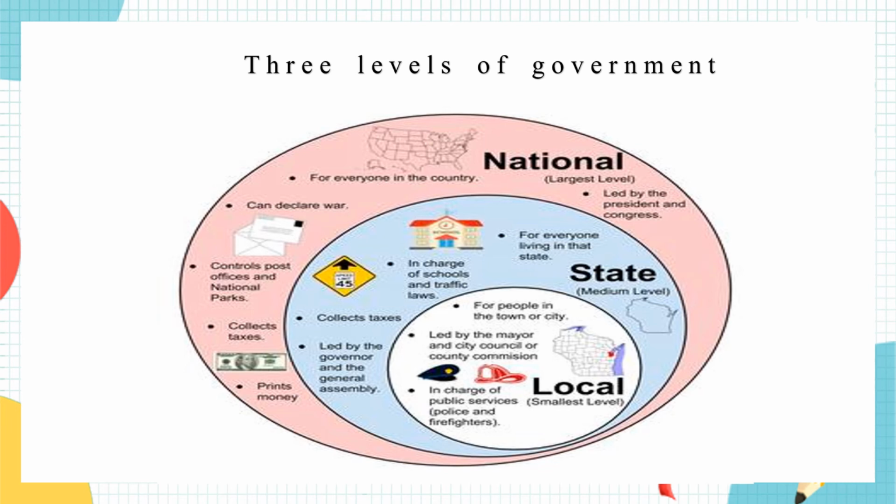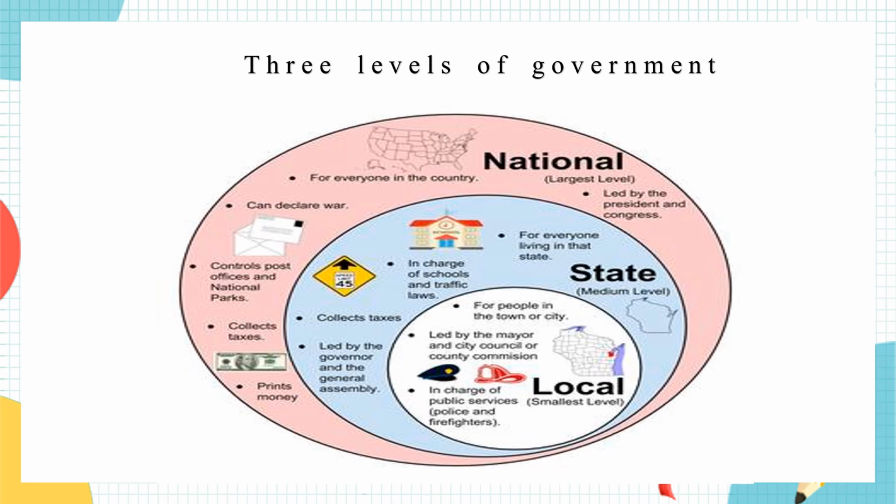The national government is ranked as the largest level, which is led by the President and Congress. It influences everyone in the country. The national government is also called the federal government. It can declare war, control offices and national parks, collect taxes, and print money. It's clear that the federal government has the largest power and the supreme power.